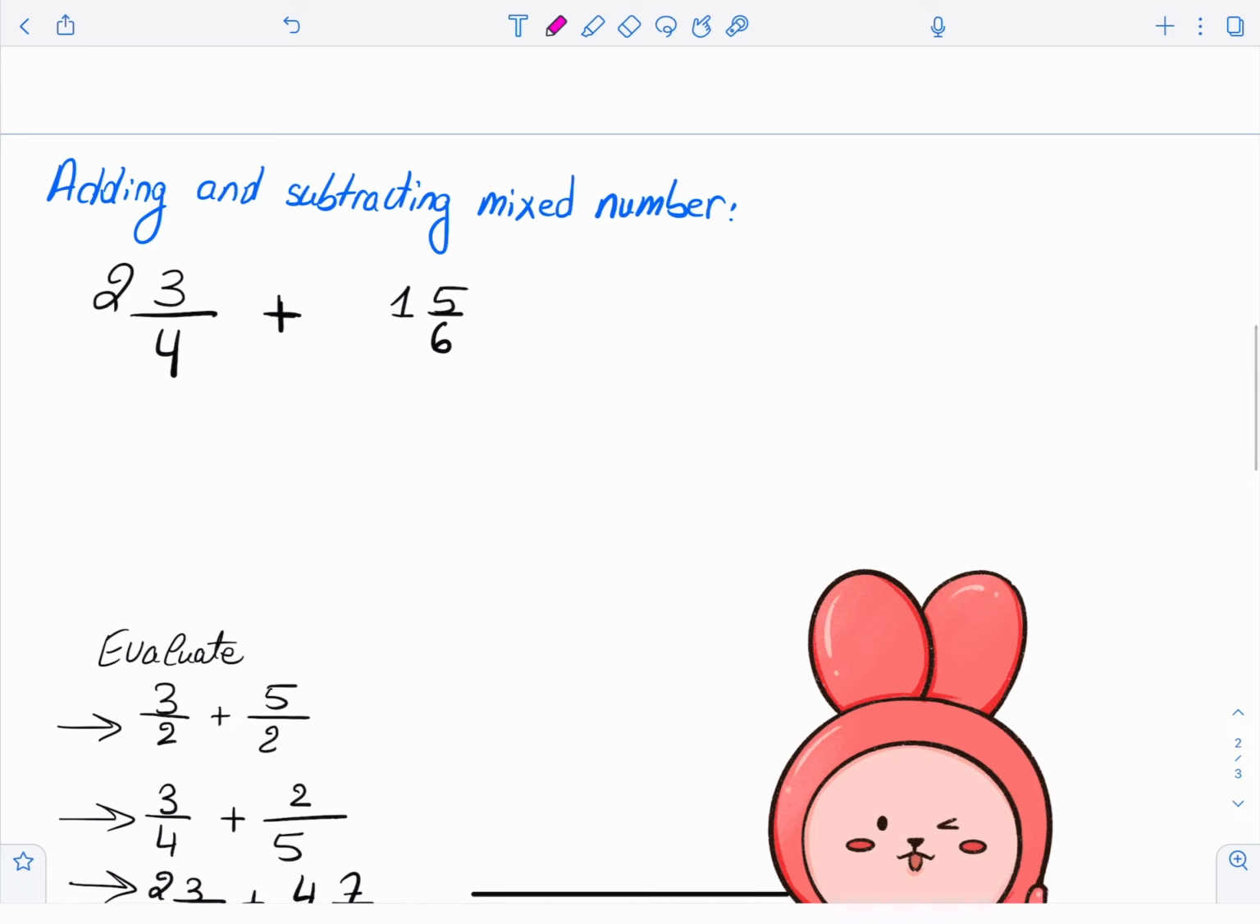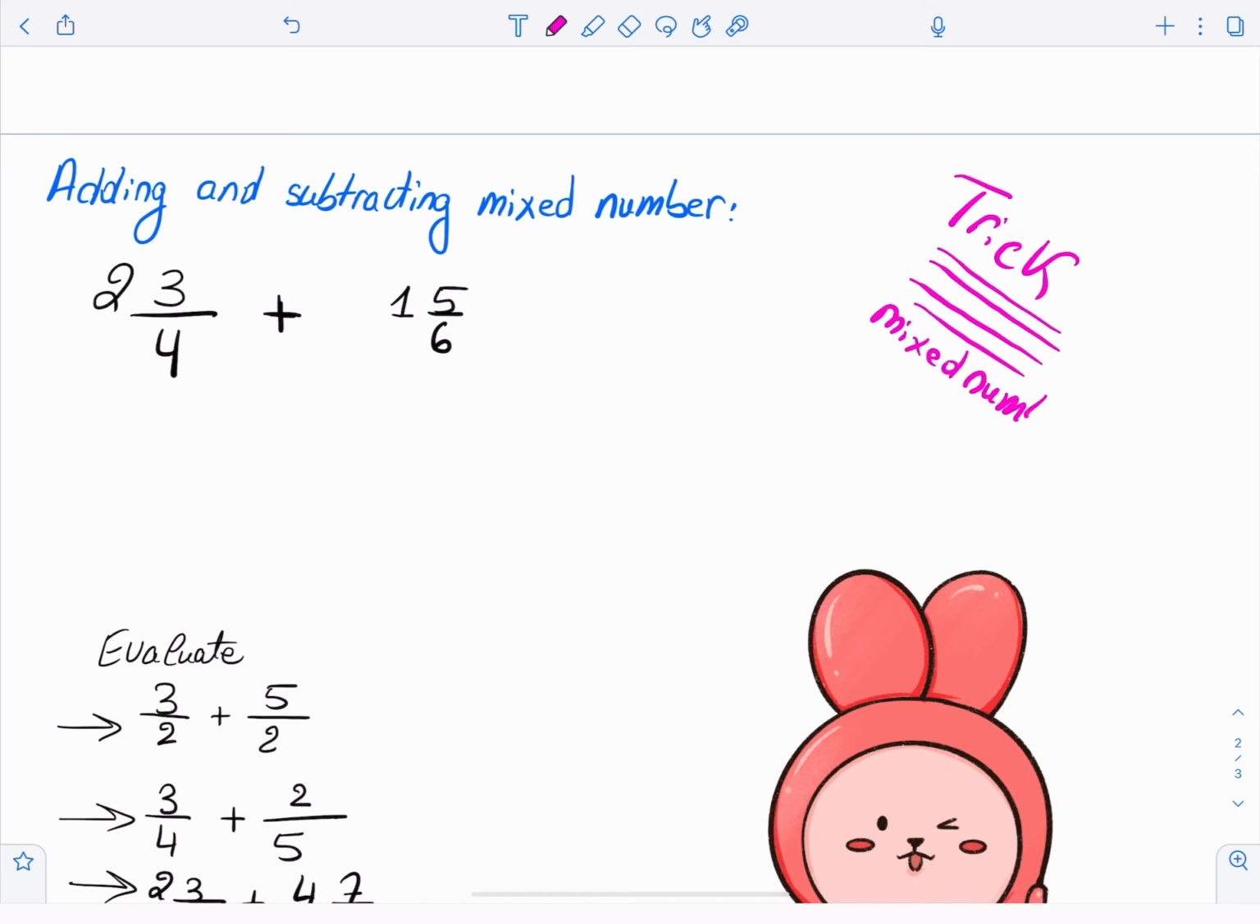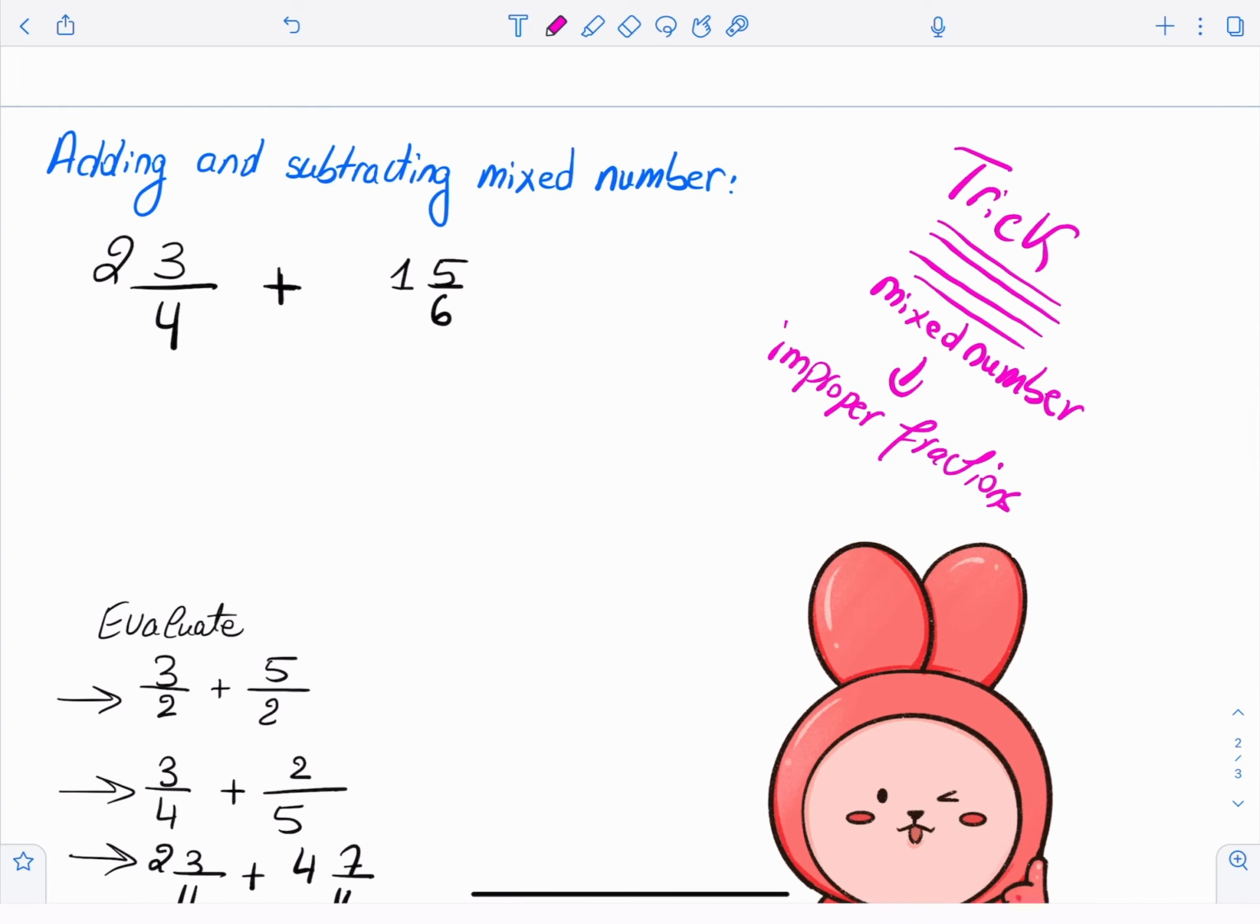Now, if we need to add and subtract mixed numbers, here I'm going to tell you a trick, very interesting trick, how to convert mixed numbers into improper fractions. You might say, okay, why do we need this trick? You need it because in order to add or subtract mixed numbers, you need first to convert them into improper fractions. How can you do that? First, focus.